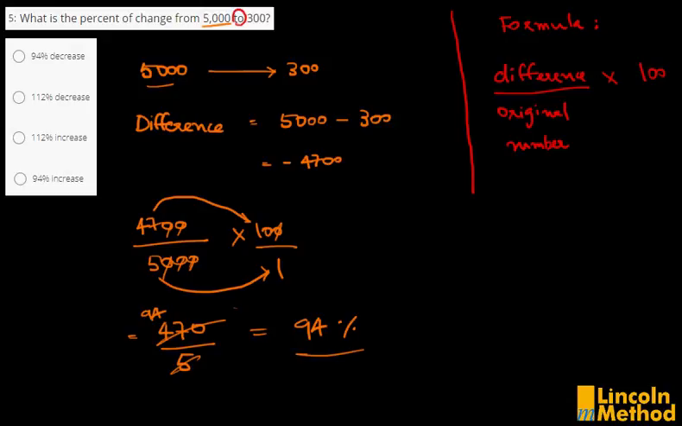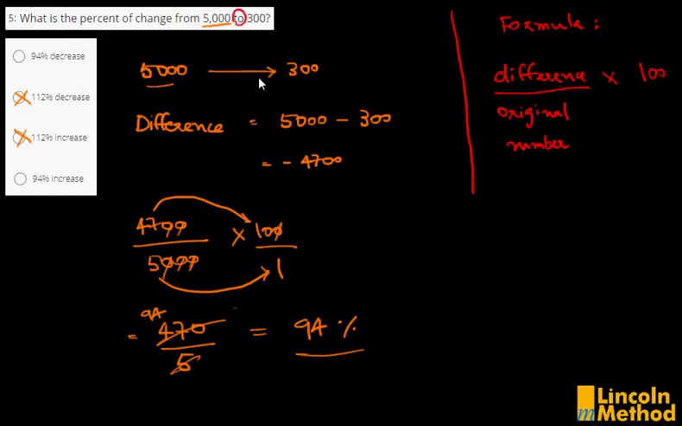So we have these 4 options that are given to us. Let's go through these. 94% decrease. The second option is 112% decrease. The third one is 112% increase, and the last one is 94% increase. So we just found out that the percentage is 94, which means both of these are not valid. The only 2 options that we're now left with is 94% decrease and 94% increase, which is the first and the fourth option simultaneously.